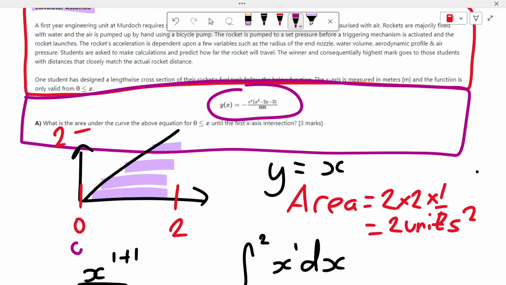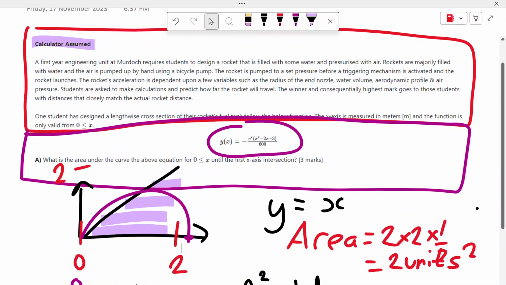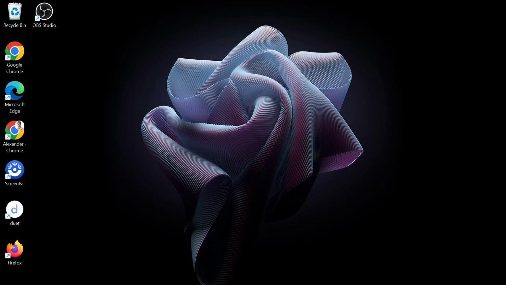But for our one, we need to know what this thing looks like. It starts at 0, but it does something and then crosses the axis intersection. So it does something and then kind of goes here, and we want to find that area. So it's all calculator from here, really. This whole question is calculator, so I guess we need to understand how to use a calculator.